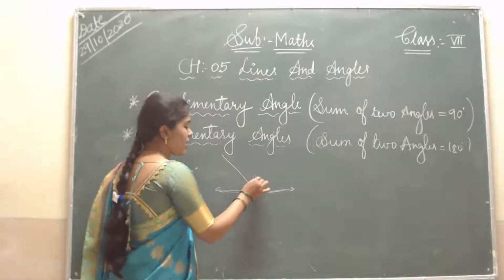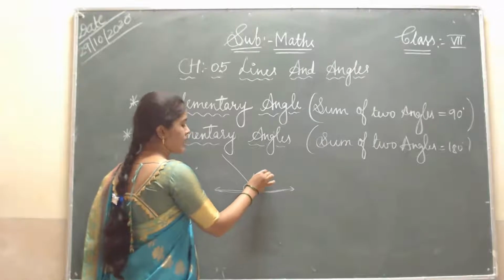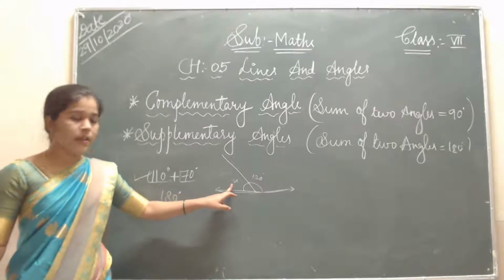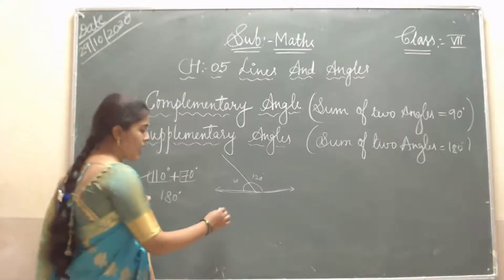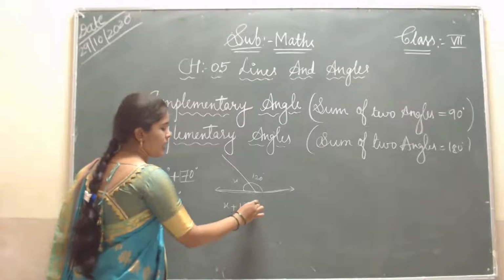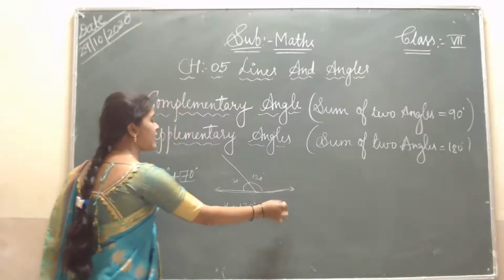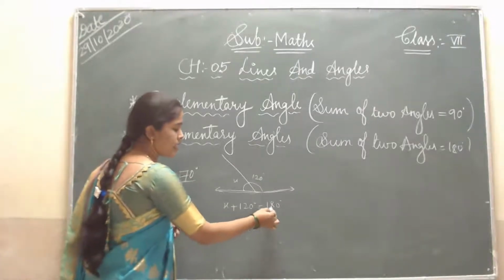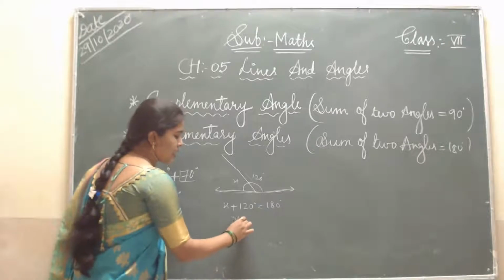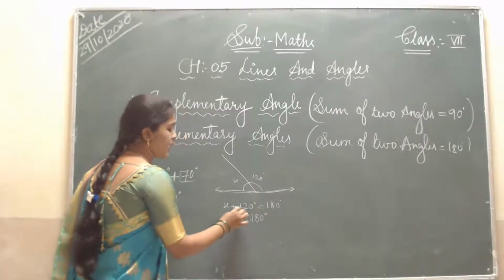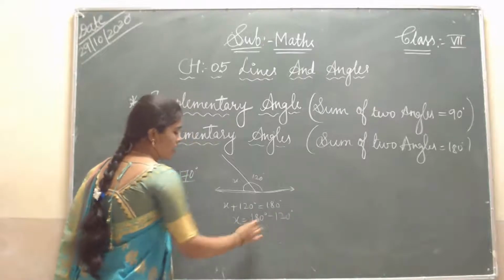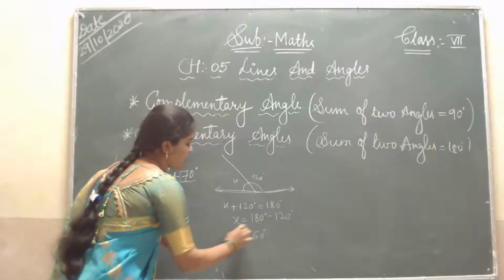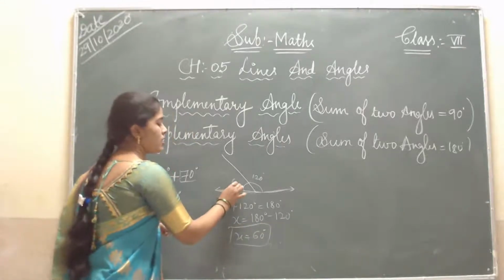Here one angle is 120 and this angle is x. We don't know the value of this angle. So x plus 120 is equal to 180 degrees. Why are we taking 180? Because this is a supplementary angle, so we take the sum of the two angles as 180 degrees. Keep x as it is. Take this 120 to the RHS side. It becomes minus 120. x is equal to 180 minus 120, which is 60 degrees. So the value of x is 60.